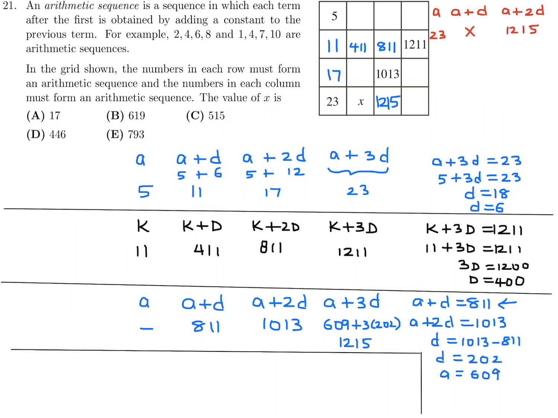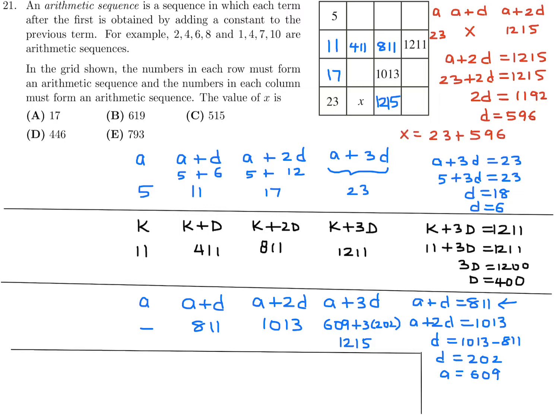Okay, let's see here. So a plus 2d is 1215, and then a is 23. So I can easily solve for d. When I do, I get 2d is equal to 1215 minus 23, which is 1192, and then d is equal to 596. And therefore, finally, x, which is a plus d, is 23 plus d, which is 23 plus 596. And that is 619. And that's it. 619 is x.